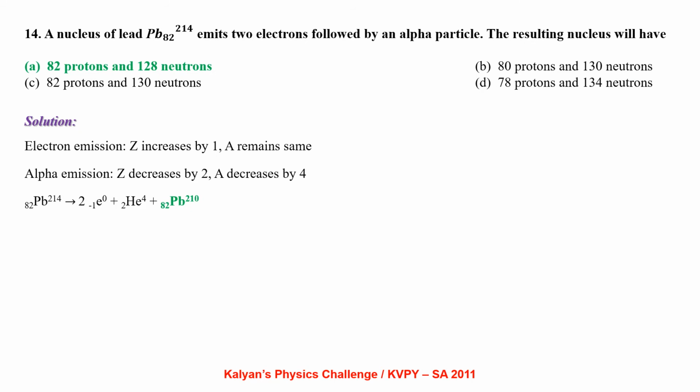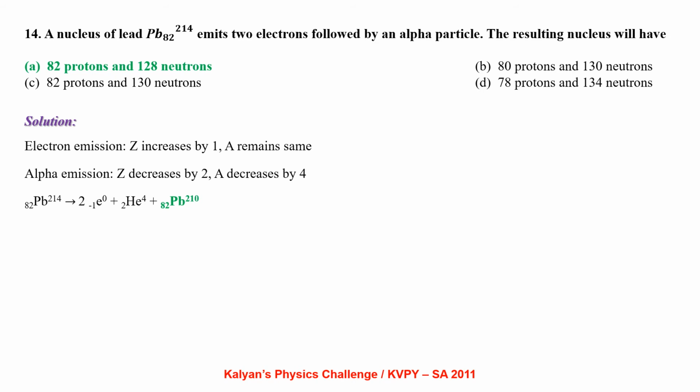A nucleus of lead 82-214 emits 2 electrons followed by an alpha particle. The resulting nucleus will have 82 protons and 128 neutrons, 80 protons and 130 neutrons, 82 protons and 130 neutrons, or 78 protons and 134 neutrons.